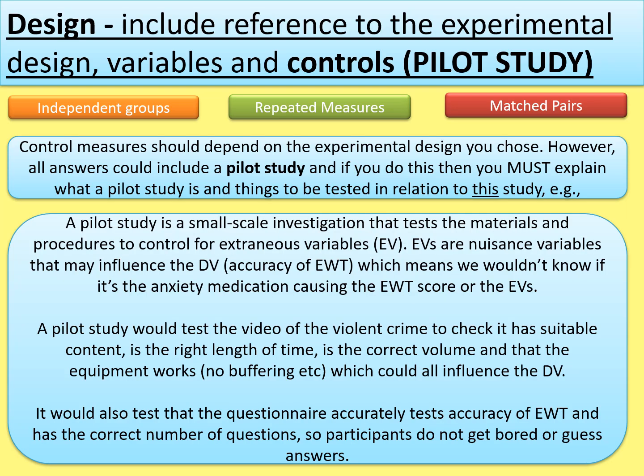If the video was too long, supposing it was an hour, people would just get really bored, switch off and lose concentration. So the pilot study is checking that all of those things are correct and are not going to influence the DV. Then you would go on to say it would also test that the questionnaire accurately tests accuracy of eyewitness testimony and has the correct number of questions, so participants do not get bored or guess answers. So you're testing the questionnaire as well. That's what a pilot study would test. Now that's a really good control measure, and you can use it for any experimental design.